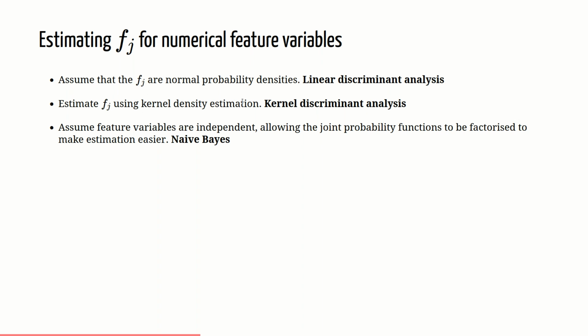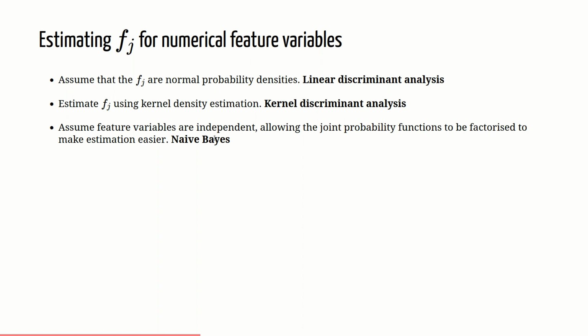Then we'll look at kernel density estimation, which gives rise to kernel discriminant analysis, which is a more generalized form of linear discriminant analysis. And then we'll look at naive Bayes. Now these first two only work for continuous predictors, whereas naive Bayes will work for continuous predictors and categorical predictors. Other models that we'll be looking at will deal with other categorical predictors as well.